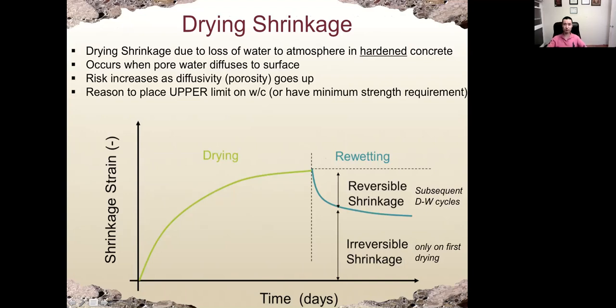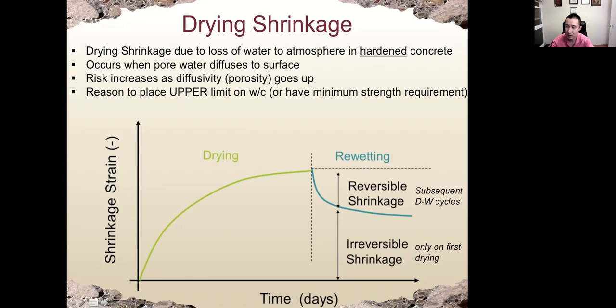The second type of shrinkage is called dry shrinkage, and we mentioned this many times before. This is due to loss of water to the atmosphere in hardened concrete. After the concrete sets, water is lost to the air. It occurs when the pore water in the pores in concrete diffuses to the surface. The risk of dry shrinkage will increase as porosity goes up, because the higher the porosity, the higher the diffusivity. So the water will evaporate more easily.